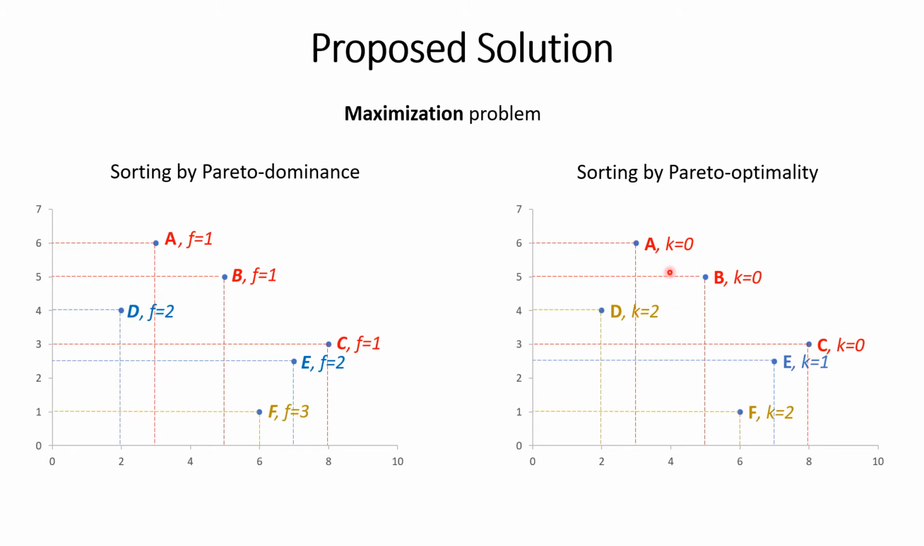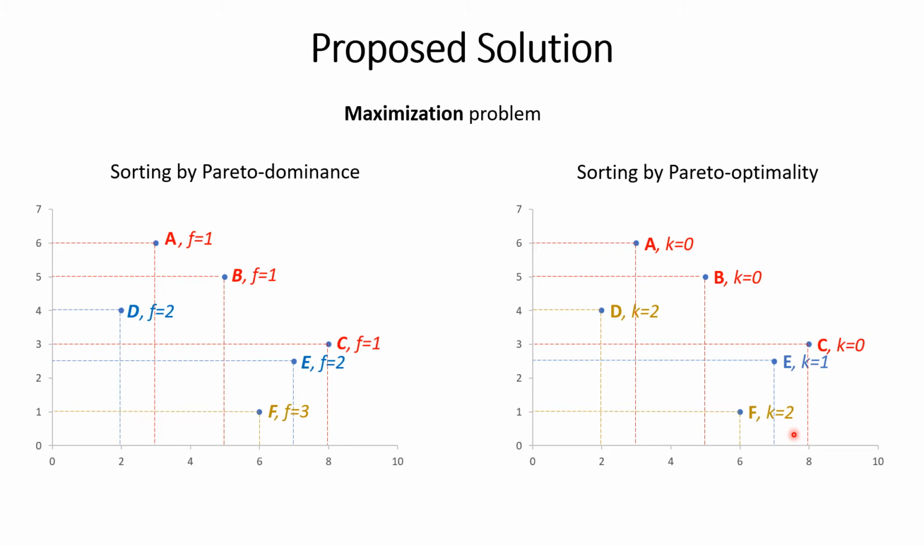Here, 3 points A, B, and C are not dominated by any other one, so their Pareto optimality value is 0 and they are assigned to the first front. Point E is dominated by one point, C. Its Pareto optimality is 1 and it is assigned to the second front. Point D is dominated by 2 points, A and B. Point F is also dominated by 2 points, E and C. Their Pareto optimality value is equal to 2 and they are assigned to the third front.